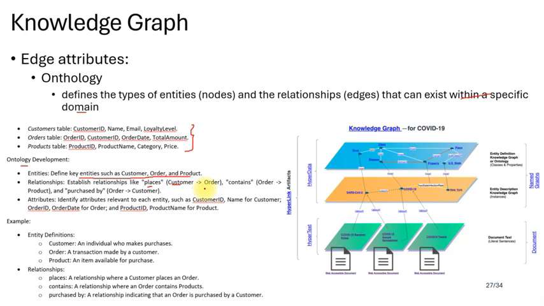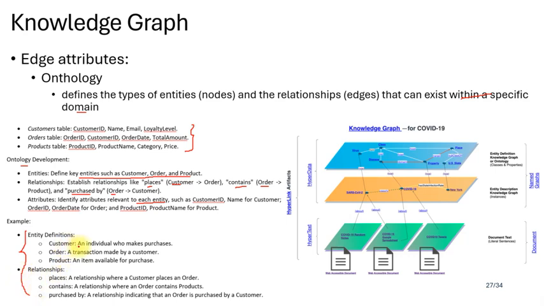The customer is related to the order because the customer wants to buy things. Or the relationship is contain, such as the order contains the product. Or purchased by is the connection between order and customer. We can say that this order is purchased by this customer. So that is the ontology development. And for the attributes, we can identify attributes relevant to each entity, such as customer ID and name for customer, order date, and product ID. So here are examples of entity definition and relationship.